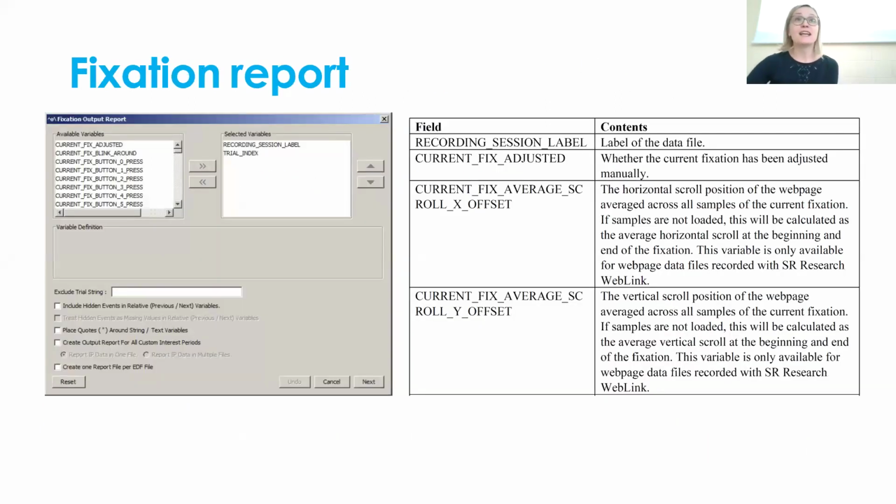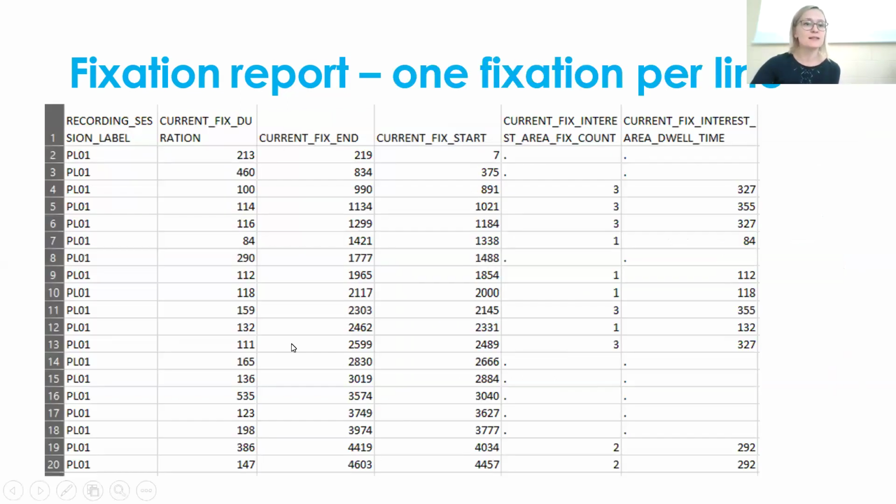Fixation report is even more detailed, right? Because what you have is one fixation per row. So this is what it looks like. Lots of data. This one has much more data than the previous one, and we have information about every fixation that was there. And of course, there's information on which area of interest it was on, etc.